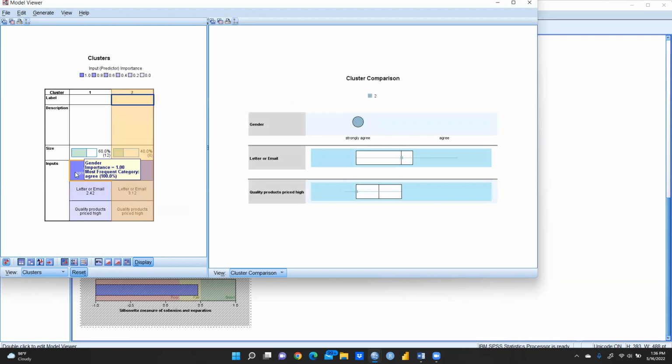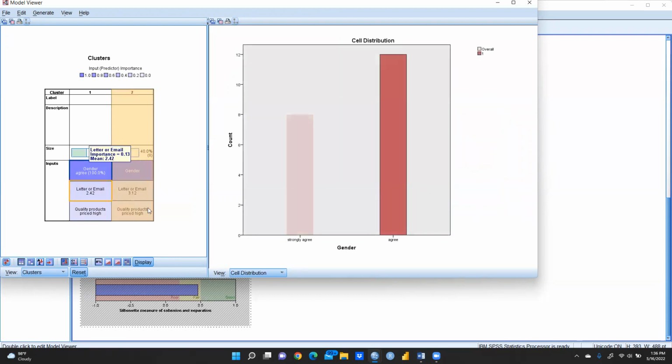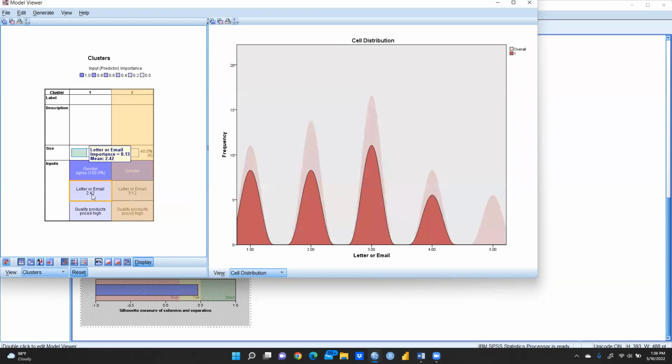Now here we want to see gender, right? So gender-wise, you can see the count is 100%. That is, 100% they agree. I mean, the percentage is 100. And for letter of email, you can see here these are the preferences, and the highest preference they had given is 3. That means they are neutral.